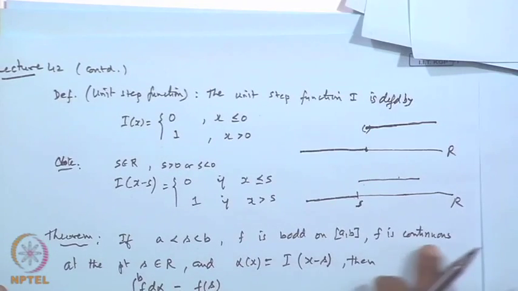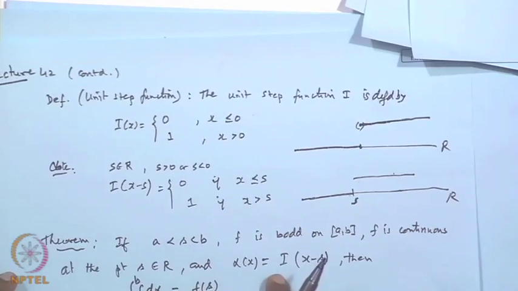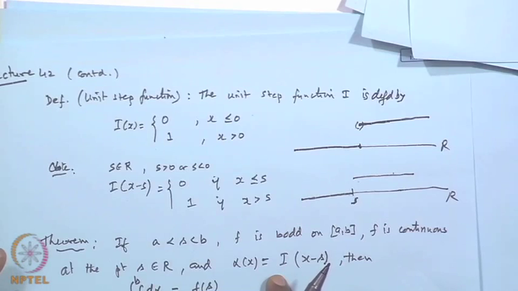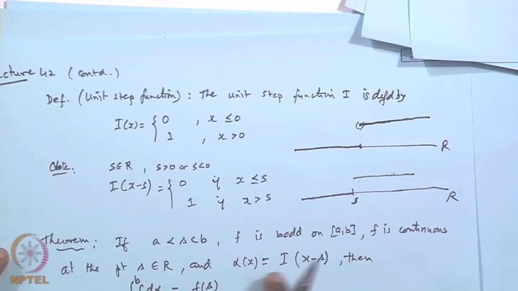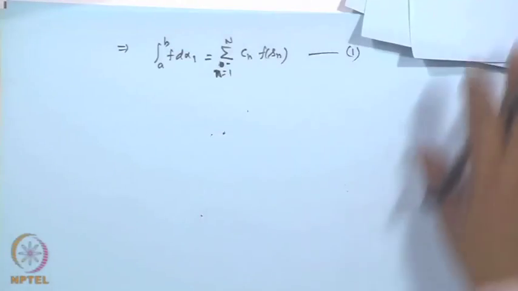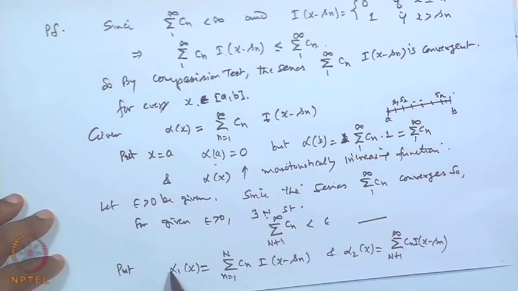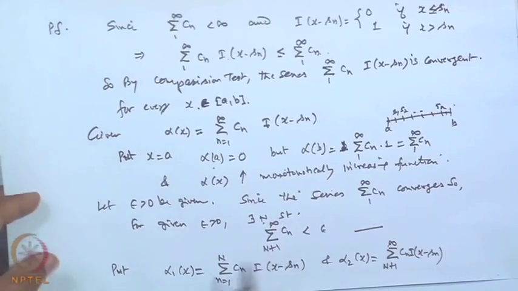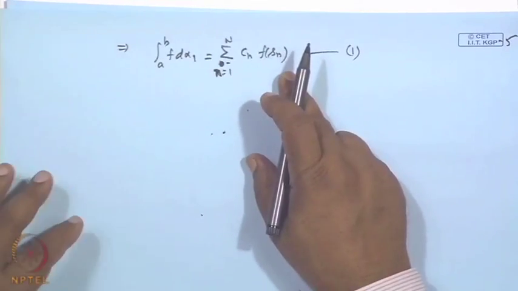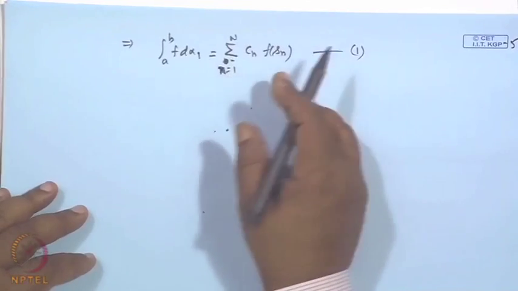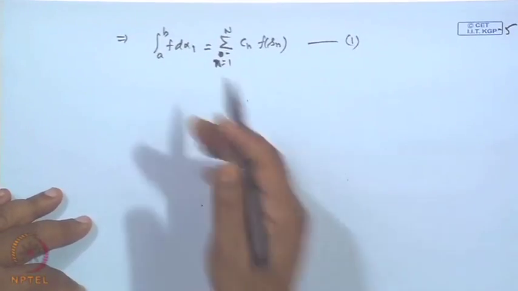Alpha is given to be continuous, f is continuous. So already f is continuous and bounded, and alpha x is this. So the value will be this f of s. So here, if you take the integral of f with respect to alpha 1 x, then we get immediately that it can be written as the sum in this form. So, there is nothing more to explain.